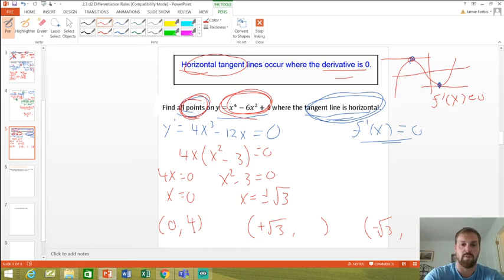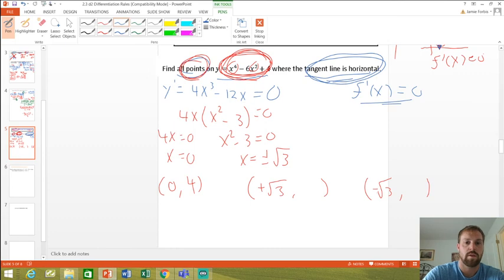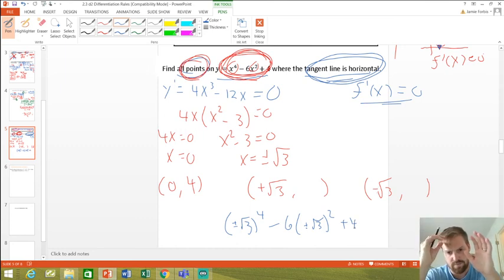If you plug 0 in, or if you plug positive square root of 3 or negative square root of 3, because you're squaring and raising it to the 4th power, the plus or minus doesn't matter. So you're going to get the same answer for plus or minus square root of 3. So if I plug that in, that is going to be plus or minus square root of 3 to the 4th minus 6 times plus or minus square root of 3 to the 2nd. And again, if that was any odd powers, you would have to do them separately, but because they're both even, it doesn't matter.